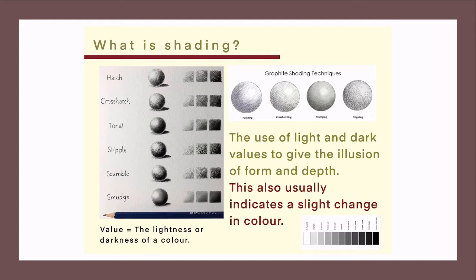So you can see there's a tiny chart on the bottom of this slide, which goes from pure white to pure black. And in between we have a lot of different tonal shades. And we can create this in our work by using various different techniques. For example, we have hatching, cross-hatching, tonal, stipple, which we tried in our dot work lesson, scumble, which is when you use a dry brush, and smudge, which is what we're going to be doing today.